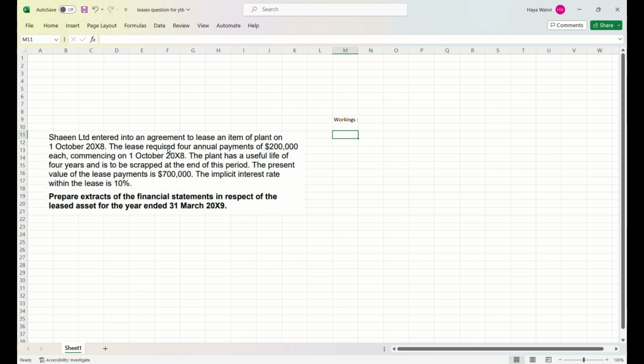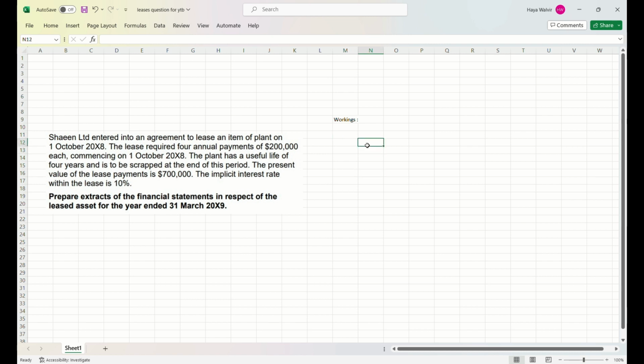So first, we enter into an agreement to lease an item of plant on 1 October 20X8. Clearly the year end is 31 March and I have entered 6 months prior, so it's a mid-year transaction. And the lease requires 4 annual payments of 2 lakhs commencing on 1 October. The plant has a useful life of 4 years and is to be scrapped at the end of the period. And the present value of the lease payments is 7 lakhs. The implicit rate is 10%.